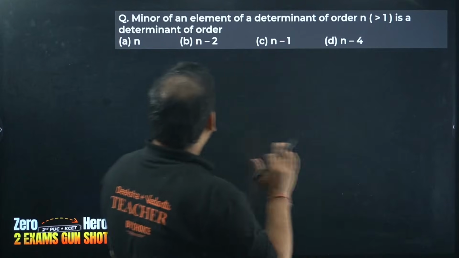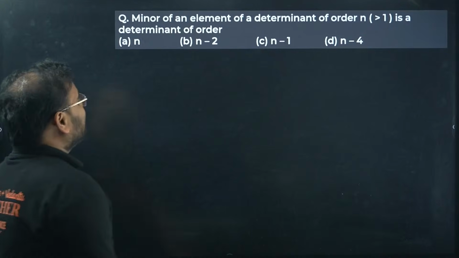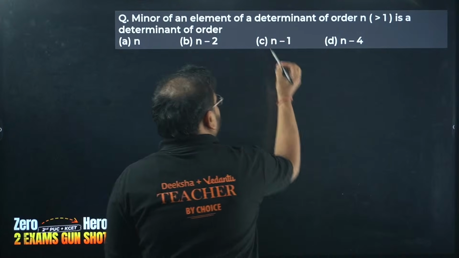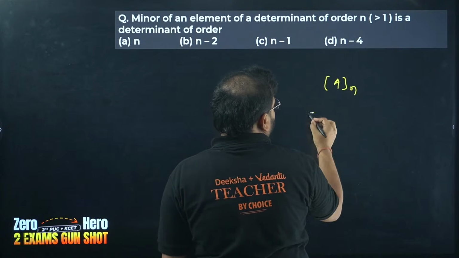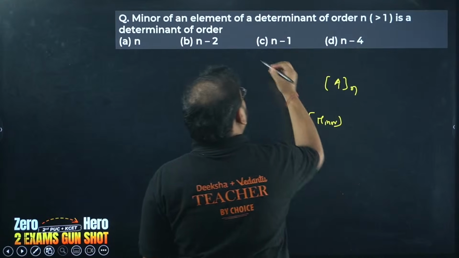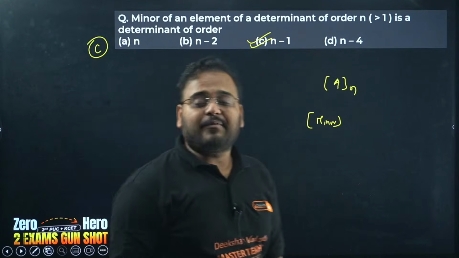Coming back to this question now, minor of an element of a determinant of order n is what? As I said, the determinant is of order n, then for a minor it becomes 1 less, so n minus 1. Option is C. I have shown you this with the help of an example also.